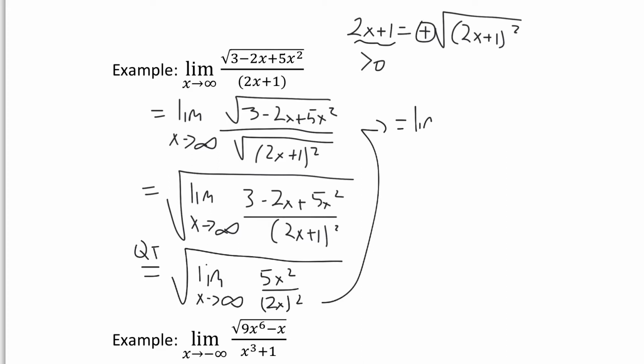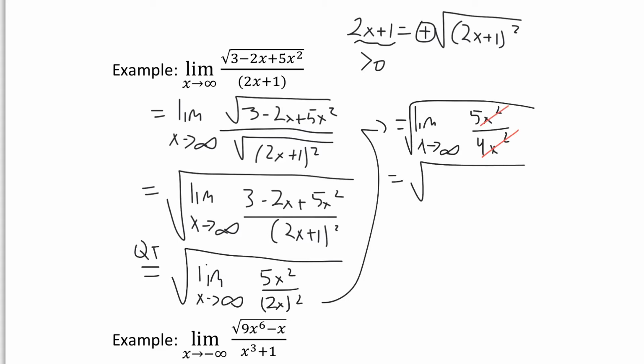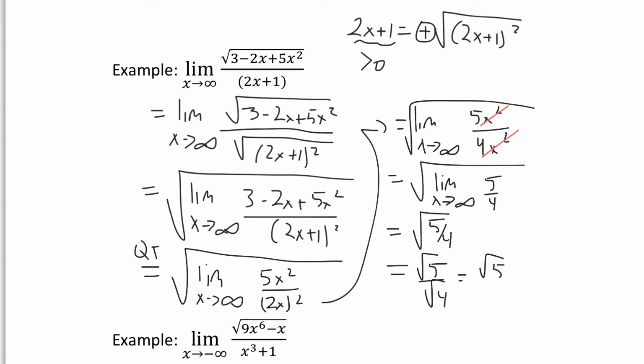So we keep going. We have, don't forget that square root. Limit as x approaches infinity, 5x squared over 4x squared. We can go ahead and cancel the x squareds. That'll give us the limit as x approaches infinity of 5 over 4. The limit of a constant is just the constant itself. So we have the square root of 5 over 4, which we could write as square root 5 over square root 4, which would be root 5 over 2.